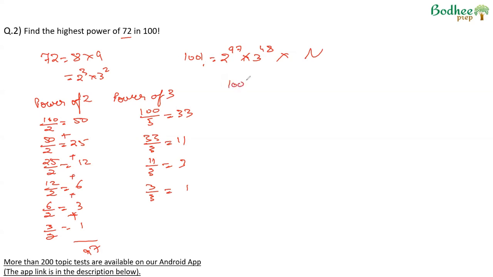Now, if I'm dividing 100 factorial by a power of 72, say the power is x, 100 factorial is 2 raised to power 97 into 3 raised to power 48 into something. 72 is 2 cube into 3 square. So what we do is we take out 2 cubes and 3 squares from here. If we divide 97 by 3, 96 is divisible, 96 by 3 is 32.